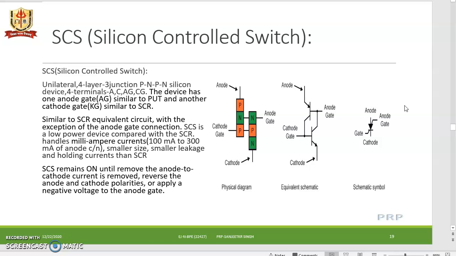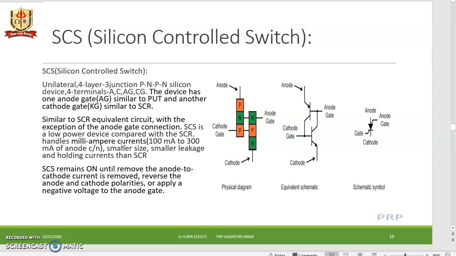So there are 2 gates, the anode gate and the cathode gate. The equivalent circuit is similar to that of the SCR, with the anode gate and cathode gate. In the SCR we have only a cathode gate, whereas in the SCS an anode gate is added. That is the modification, and it is also unilateral. The device current is designed to flow from anode to cathode, so it is unilateral, with 3 junctions, a PNPN silicon device with 4 terminals: anode, anode gate, cathode gate and cathode.